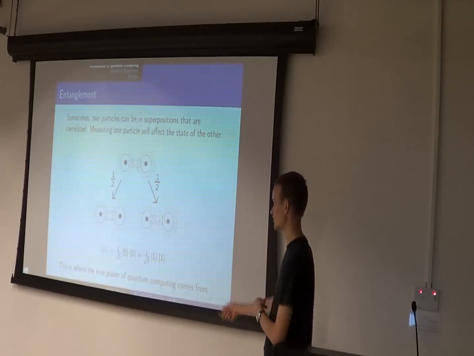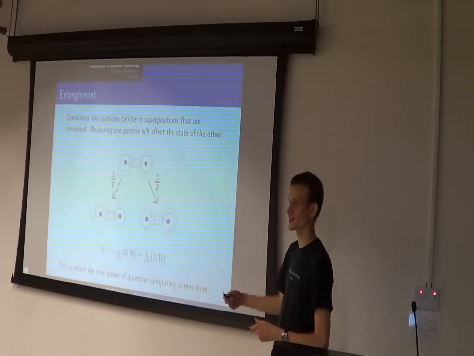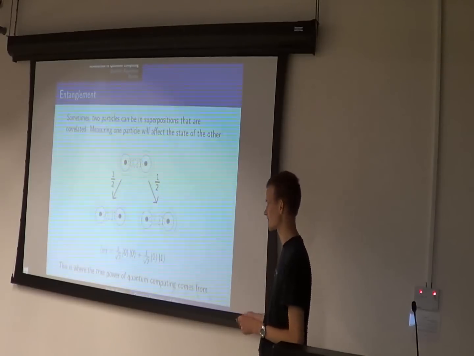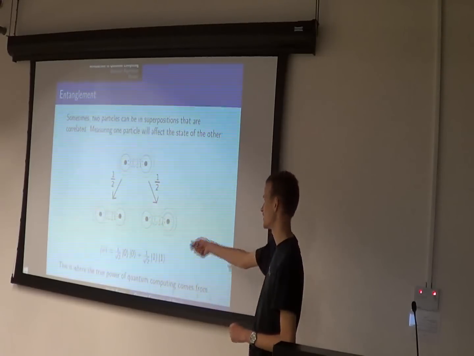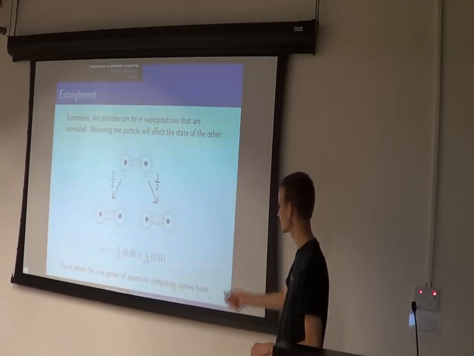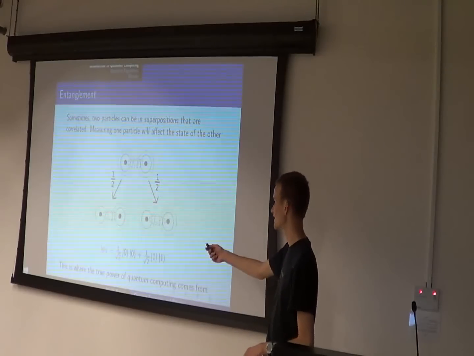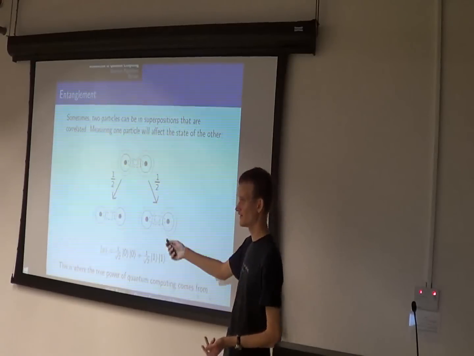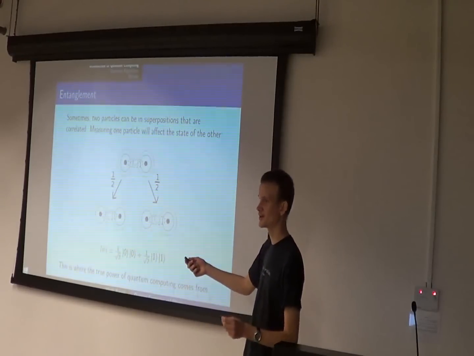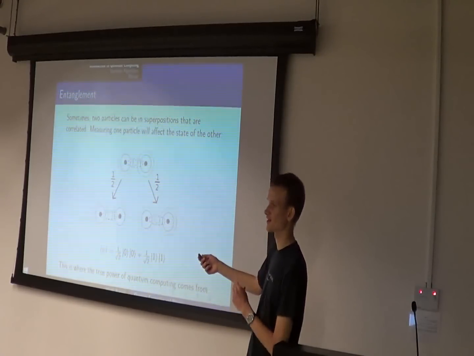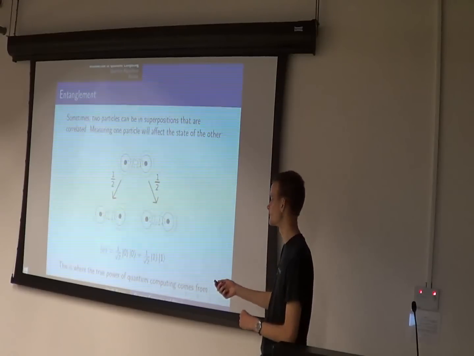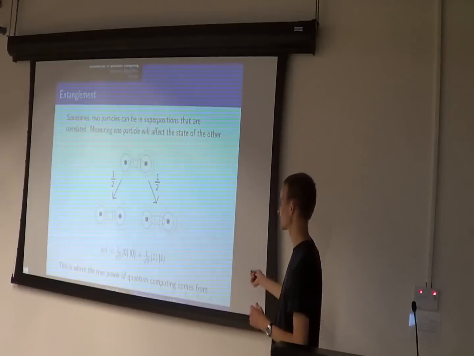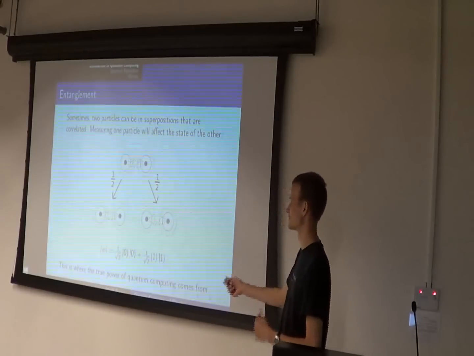Now, why is it 1 over square root of 2 and not 1/2? It's a very technical mathematical reason behind it. At this point it's better to think of it as being 1/2 here and 1/2 there. So when you actually measure it, now you can measure even one particle. So you might measure the first particle. If you measure the first particle and you see 0, then the second particle automatically collapses to 0. If you measure the first particle and you see 1, then the second particle also collapses to 1.